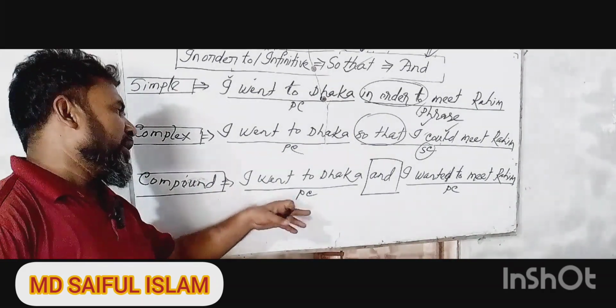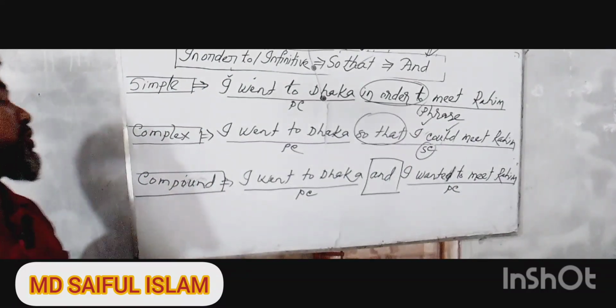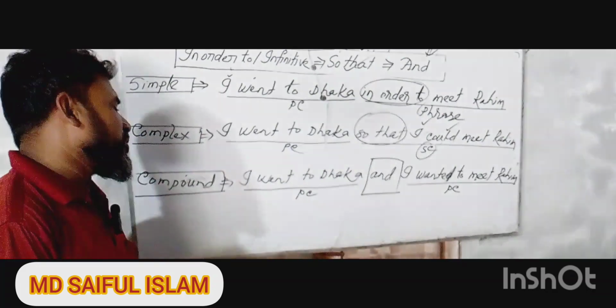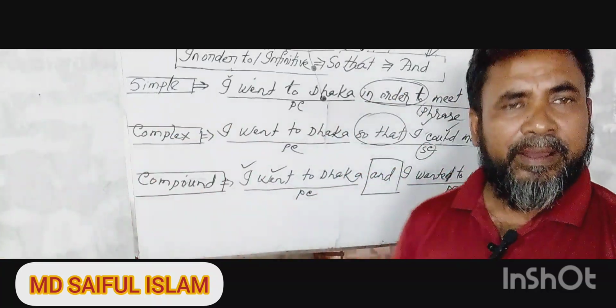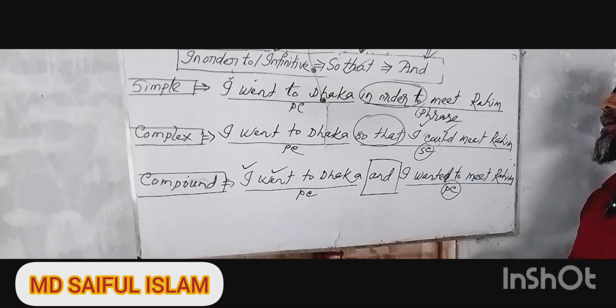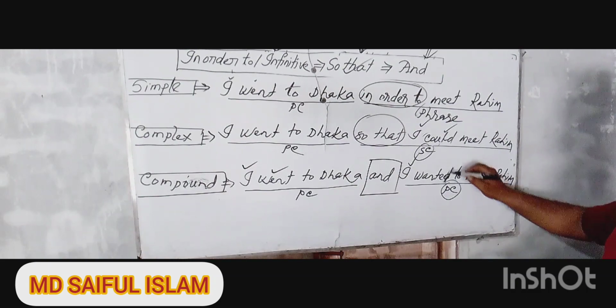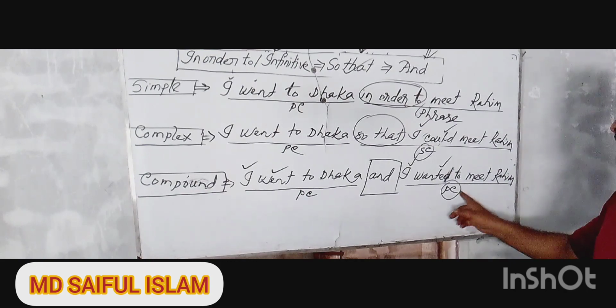Why is this clause a principal clause? Of course, this portion is a principal clause, because at the time of making you understand the definition of a principal clause, you were told that a principal clause is a clause where there is at least a subject and a finite verb, and for that reason this clause is of course a principal clause. And this clause is also a principal clause, because according to the same definition, there is at least a subject and a finite verb.